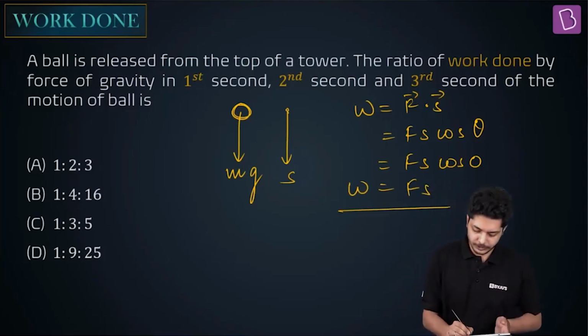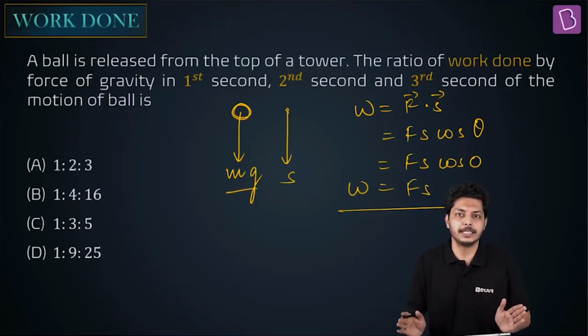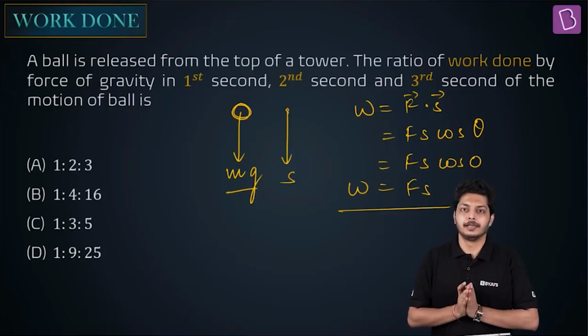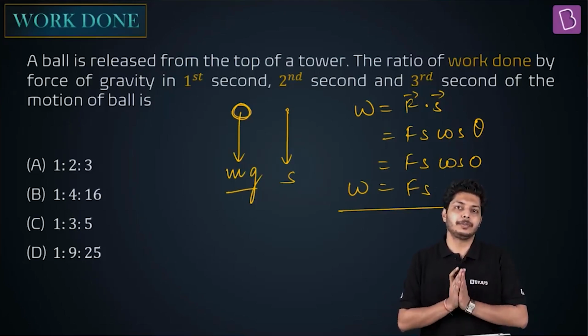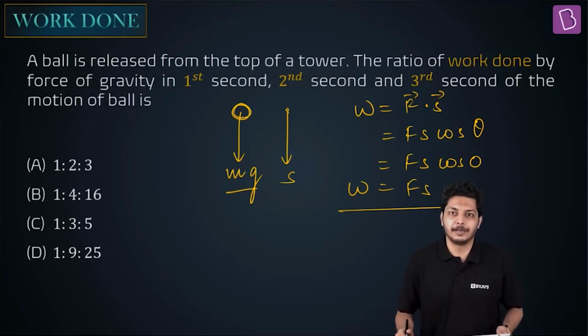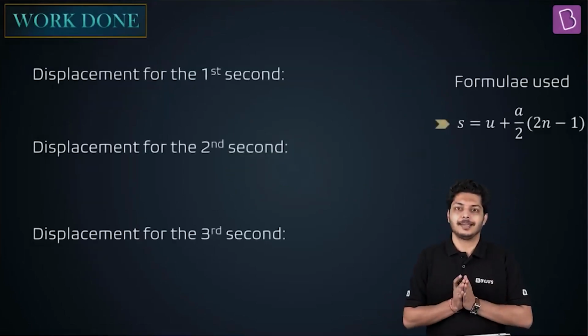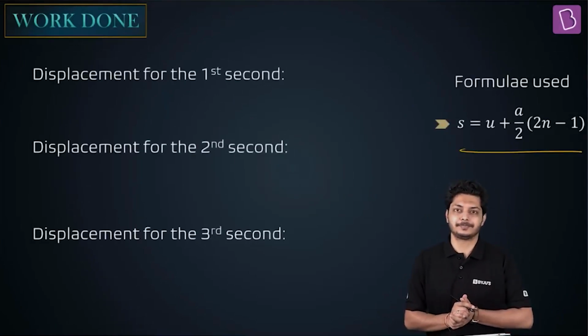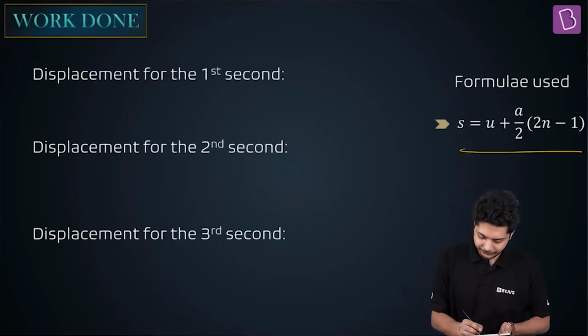Now we know the force. Force is mg. This is not going to change for any of the durations given, right? So force is same, but the displacement will be different in first second, second second, and the third second, correct? So we have to figure out the displacement, and I know that you remember the formula, correct? This was the formula for nth second displacement, right? So what you're waiting for? Let's calculate. Displacement for the first second, S1.